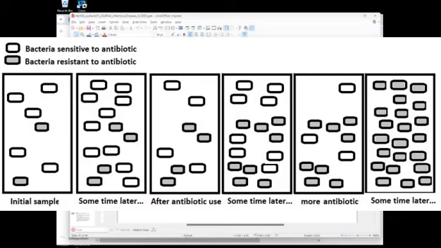So notice that all the clear ones are killed. Most of them are killed off, but the 4 gray ones are still alive because it's resistant. And if they continued taking the antibiotic, then eventually even the gray ones will get killed off, and the body will be completely clear and empty of this bacteria.